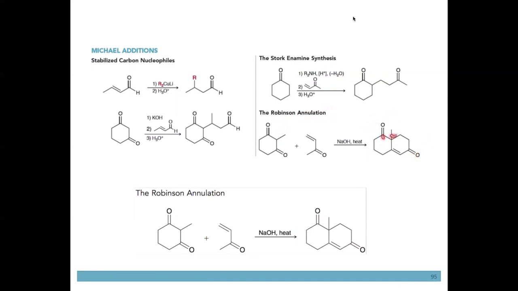Again, this is a 1, 2, 3, 4, 5, a 1,5 dicarbonyl compound. So that should give you a hint that it comes from a Michael reaction. This is also an alpha beta unsaturated carbonyl, and that should give you a hint that it comes from an aldol condensation. So what you want to do is make the 1,5 dicarbonyl compound first through the Michael reaction, and then follow it up to make the alpha beta unsaturated carbonyl, which comes from the aldol condensation.